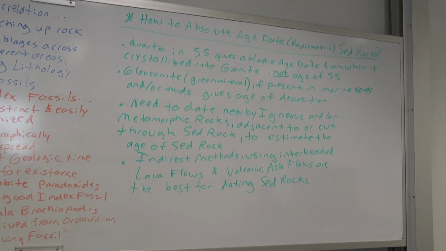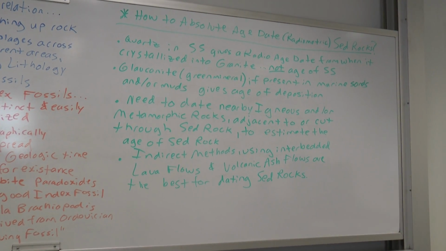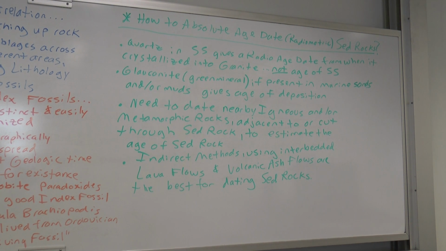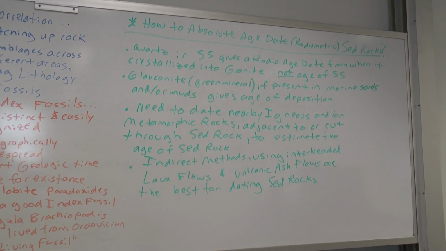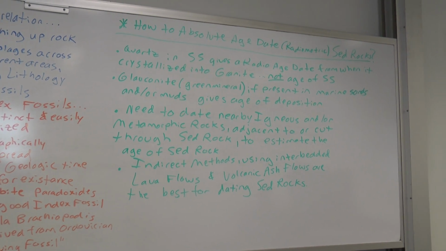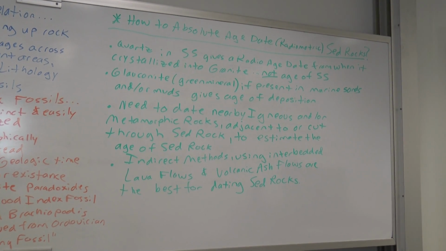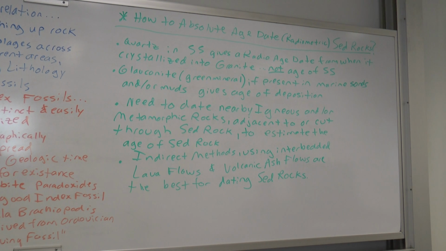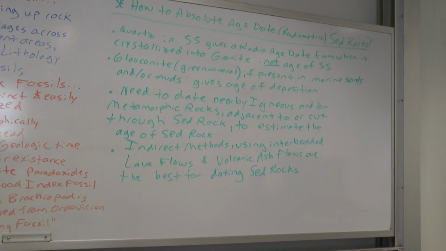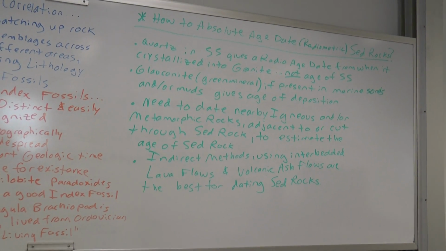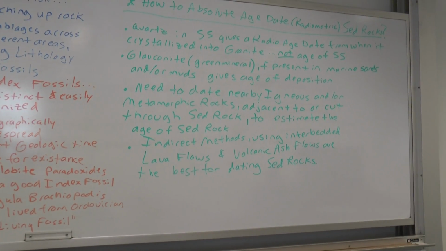Now, there's no guarantee that every marine sand or mud you look at is going to have glauconite. But if it's there, that's wonderful, because you can send away a sample of that glauconite from that marine sand or mud, and it's worth your grant money to pay to have that age date run. It gives you an age of deposition for the sandstone. But you don't always find it. And of course, if it's a terrestrial sandstone, well, you're not going to have any glauconite.